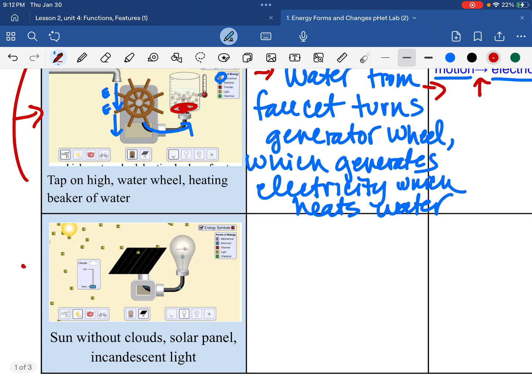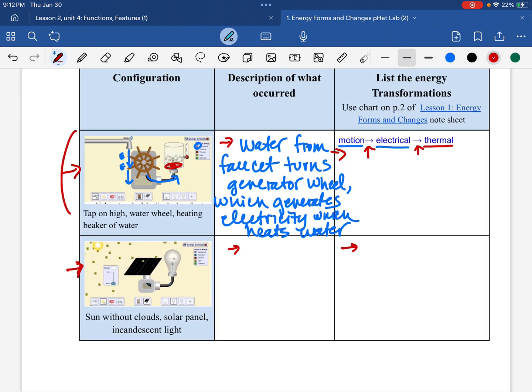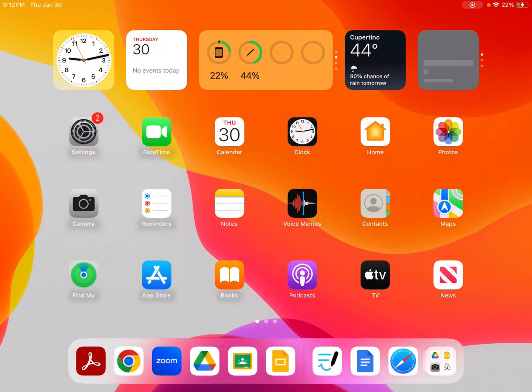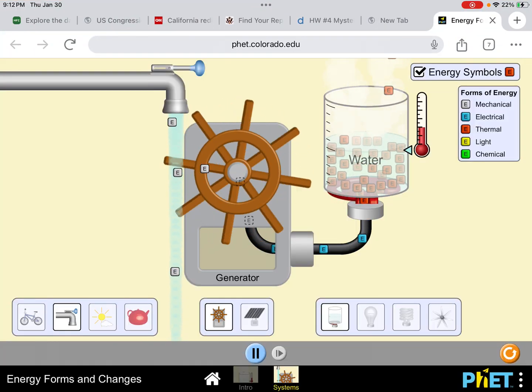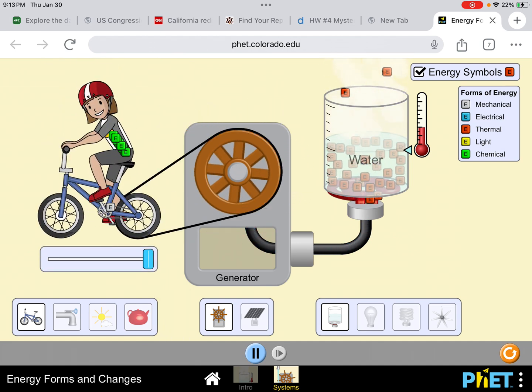So for each one of these, you're going to make the simulation look like the picture, and then you're going to describe what's happening and then draw a little energy transformation diagram. And so you can do that. You can change the input. You can have a person riding a bicycle, and you can change the speed at which they're pedaling.